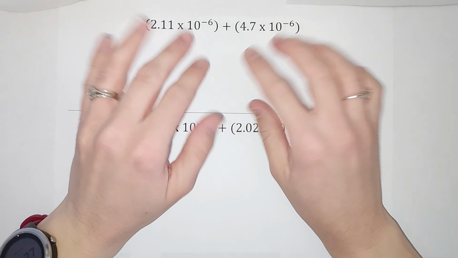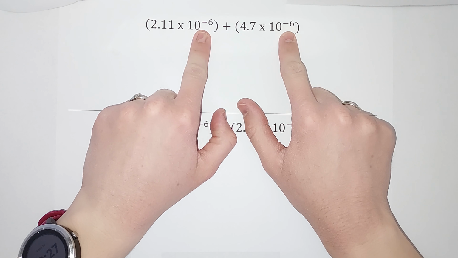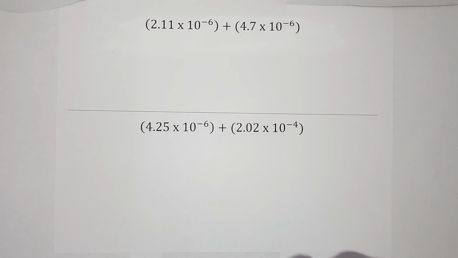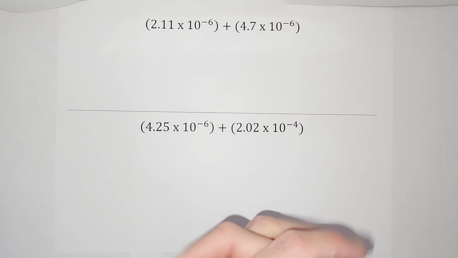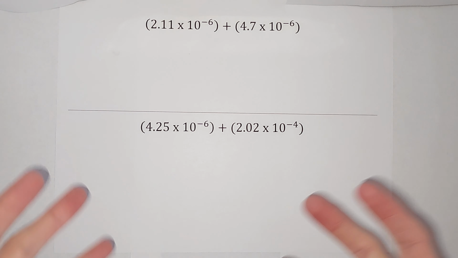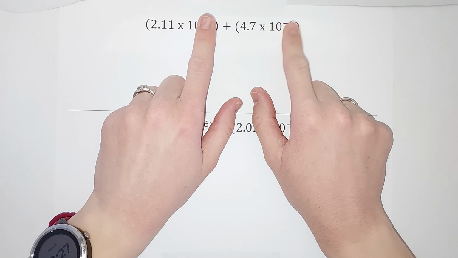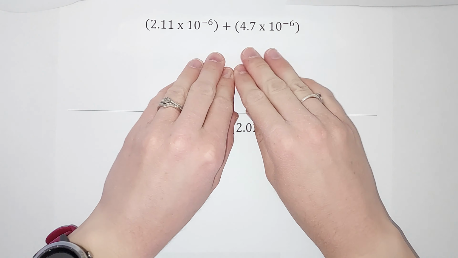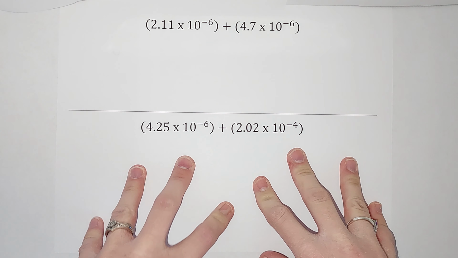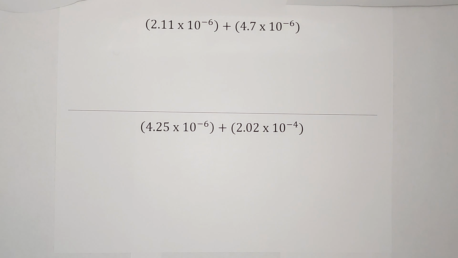These numbers are in scientific notation, and since we have negative exponents, that means these are really, really small numbers, okay? So they're kind of hard to add and subtract, but when we have them in scientific notation, it's a lot easier, okay? So when we are adding these, we want our exponents to be the same, okay? In the top example, they are. In the bottom example, they aren't, okay? So we're going to look at both ways.